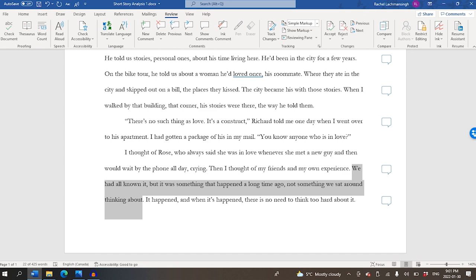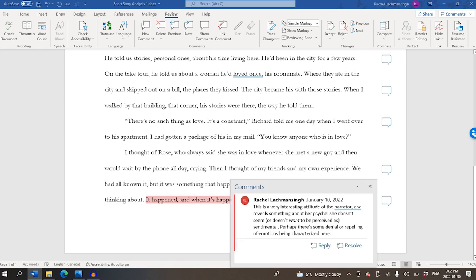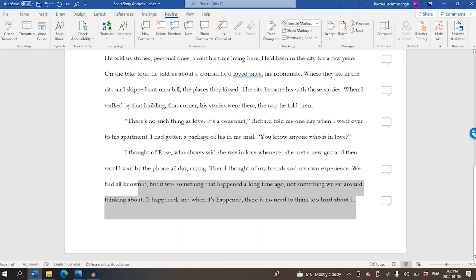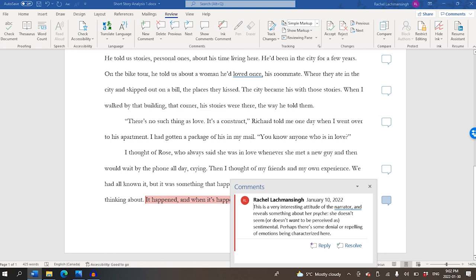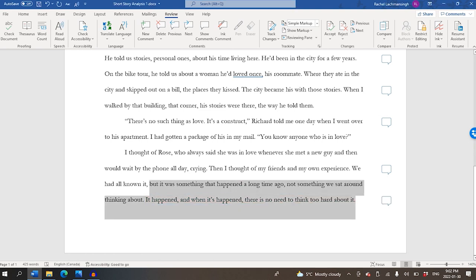It's very quiet, and I think this is such an effective place to sort of punch in a theme because it's right at the end of a page. And you know what that makes me want to do? See how it pans out for the rest of the story. So the final comment is here for this line, for the final line. It happened, and when it's happened, there is no need to think too hard about it. So I said, this is a very interesting attitude the narrator has and reveals something about her psyche. So she doesn't seem or doesn't want to be perceived as sentimental. Perhaps there's some denial or repelling of emotions being characterized here that make me wonder more things about her.